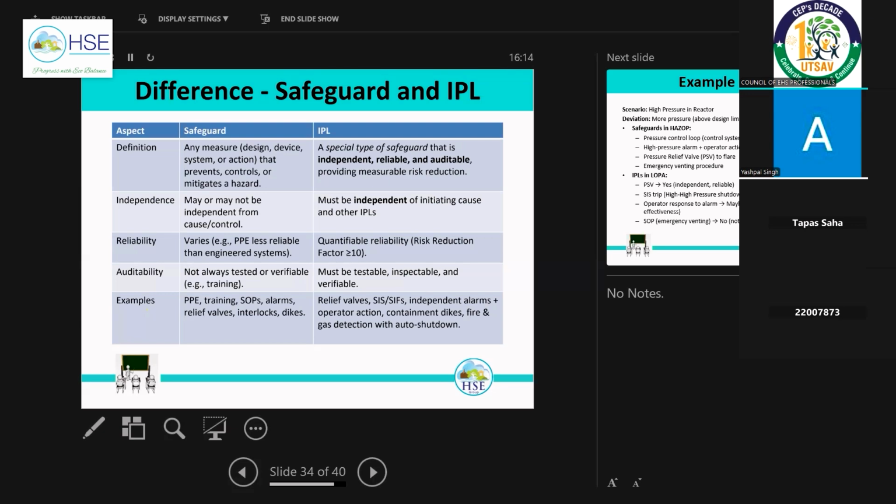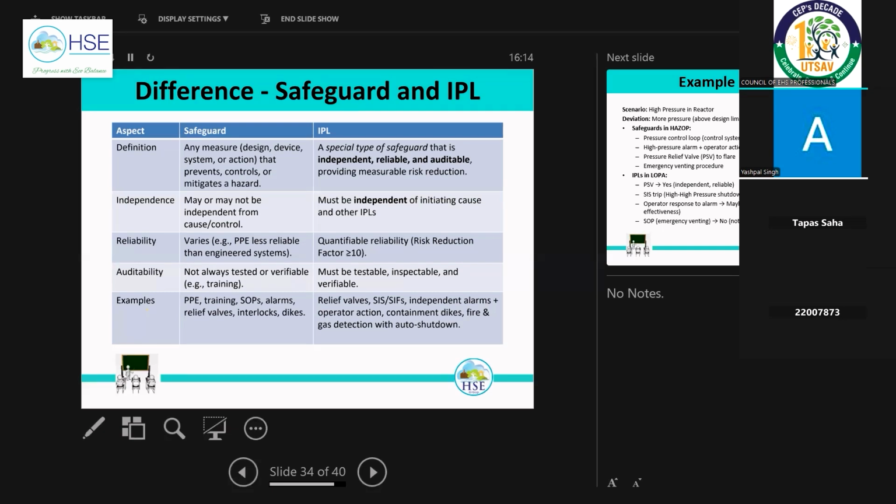Auditability: of course, a safeguard is not always tested or verifiable. Example, training is not always tested. In case of training, as I discussed, if the complete system is available, then it is tested and reliable. So in case of IPL, of course, the training system must be designed and implemented. It must be testable, inspectable and verifiable. In case of training, as I said, during the classroom training, 75% of people should achieve 75% or more marks. So that is, we can say, quantifiable.